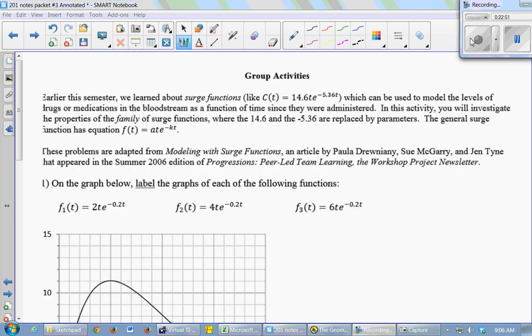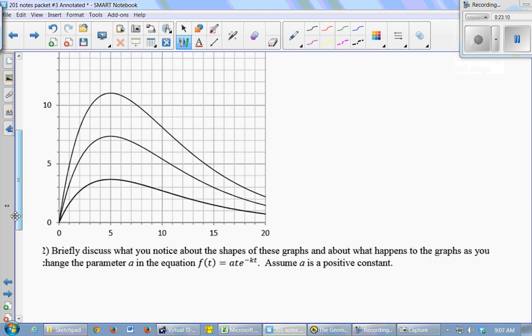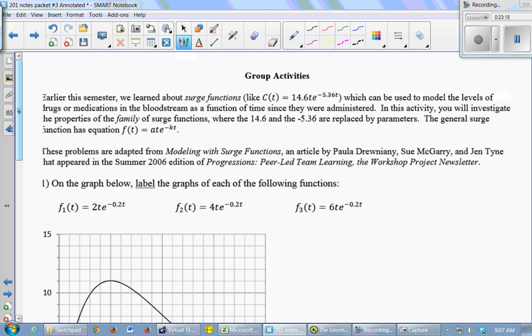Okay, so your group activity is to examine the surge function. Earlier this semester, we learned about surge functions. You did it as a group activity a ways back. They can be used to model the levels of drugs or medications in the bloodstream as a function of time since it was administered. So you get this surge, right? It goes up really fast, and then over time, it kind of decays away. So you're going to look at the family of surge functions that look like that. You've got 2 parameters, A and K, and you're going to investigate this family.